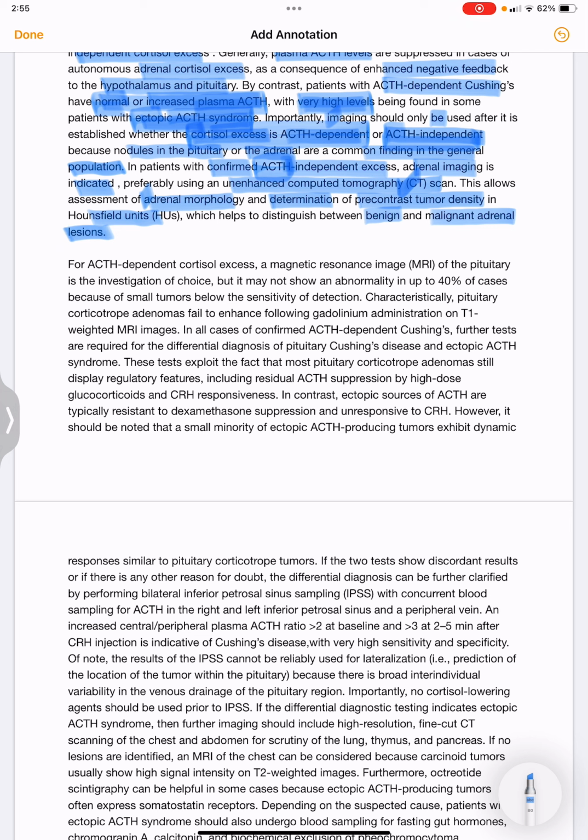If we do an unenhanced CT scan, it will assess the adrenal morphology and determine the pre-contrast tumor density in Hounsfield units. This will help to distinguish between benign and malignant adrenal lesions.